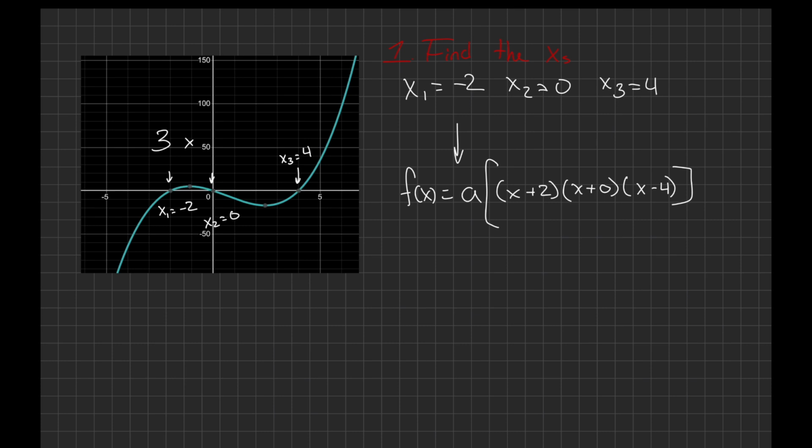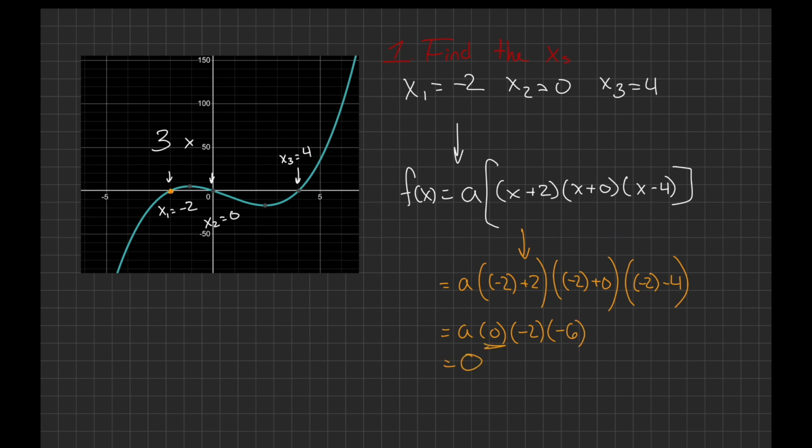If you haven't caught on already, let's say I substitute x equals -2 into it. So let's put a equals, and then I'll sub in -2 plus 2, and then here I'll put -2 plus 0, and then times -2 minus 4. So this is equal to a times 0 times -2 times -6. Because of the 0 here, it's all equal to 0. And so we know it works for the first one. Let's keep moving along.